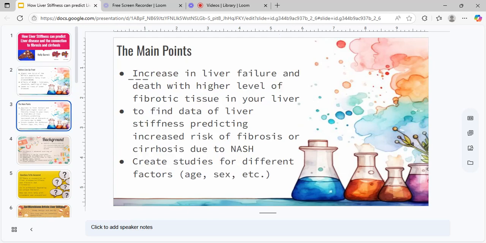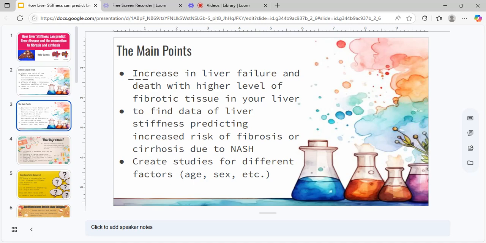So the main point of this article and this study is to see if there is an increase in liver failure and death with a higher level of fibrotic tissue in your liver. And also, with this study, we're going to be seeing some data on liver stiffness and the connection between fibrosis and cirrhosis due to NASH and also NAFLD, which is age, sex, whether you're female or male, and also underlying things that you have, like whether you had liver disease already or whether you have other conditions like diabetes, stuff like that. So that's what we're going to be getting into.